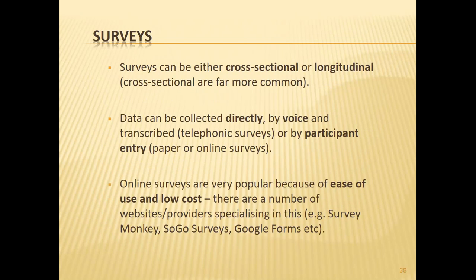So surveys can either be cross-sectional or longitudinal. Cross-sectional means you hand out the survey questionnaires to whoever you've identified in the sample. They fill it in, they hand it back to you. It gives you a snapshot in a moment of time of what their responses are. It's literally like taking a photograph of something as it exists in a moment of time.